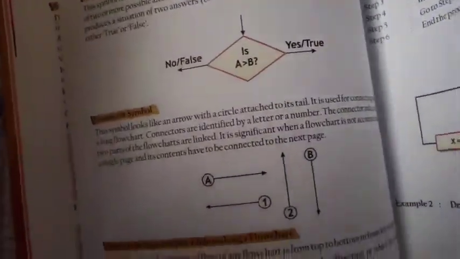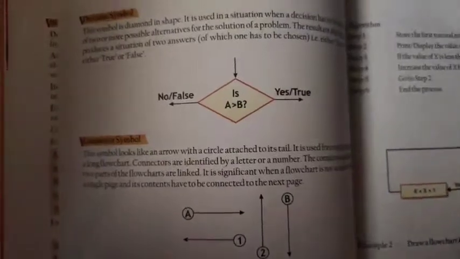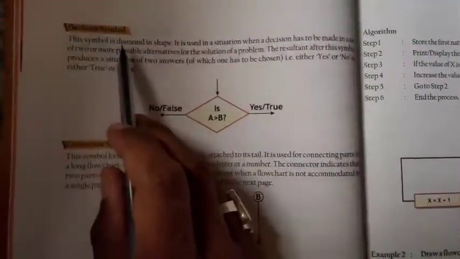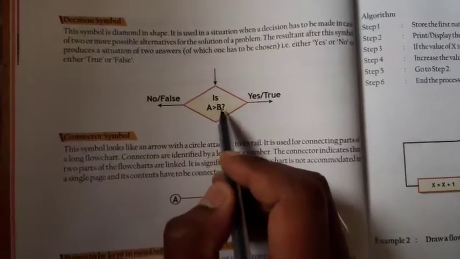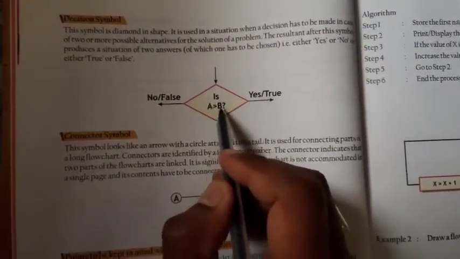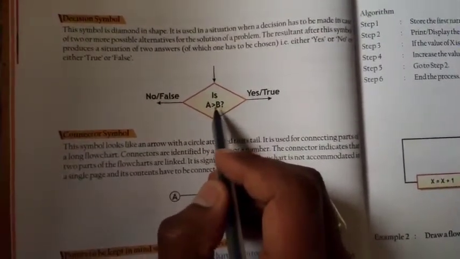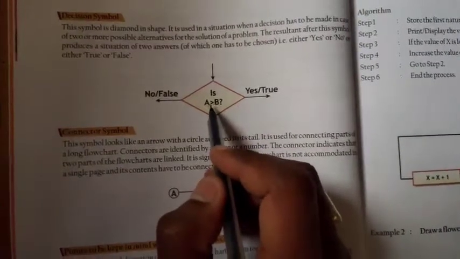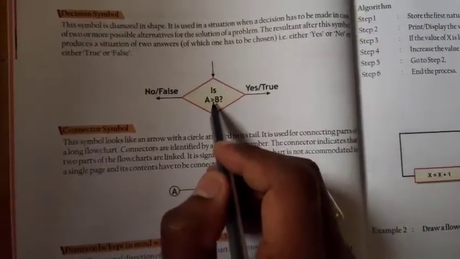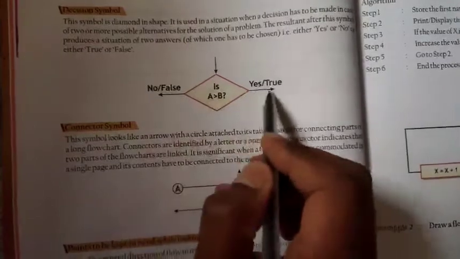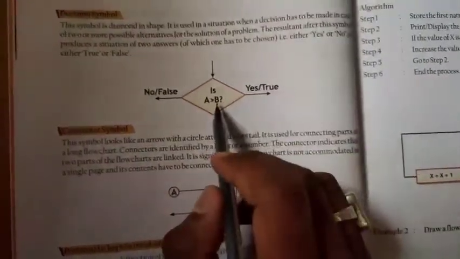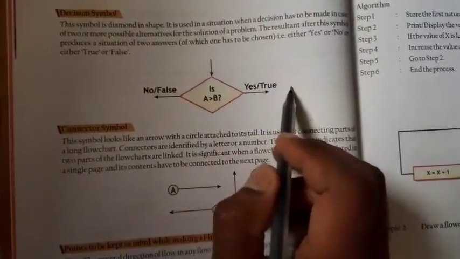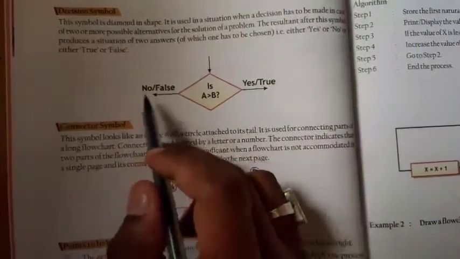This diamond symbol will show us the decision. See here, if A is greater than B, is A greater than B? Here a decision should be taken. Either the answer will be yes, it can be greater, or it can be false. It means two directions. The flow of program will be two. If the value is yes, it will go from this side. If it is false, it will move this side.